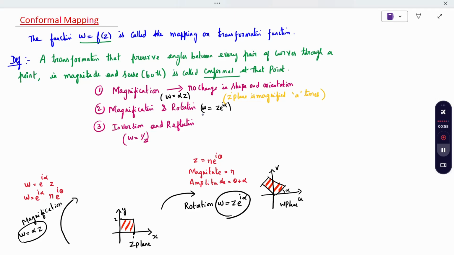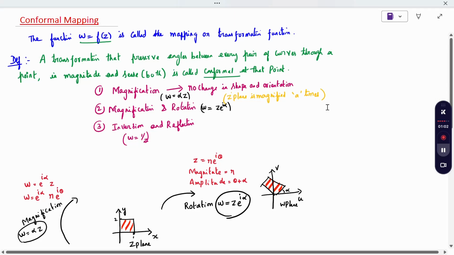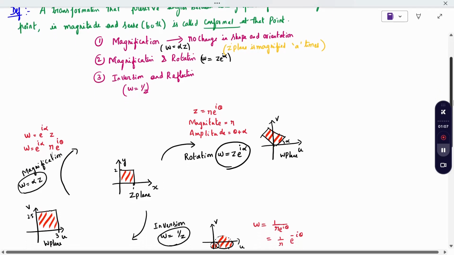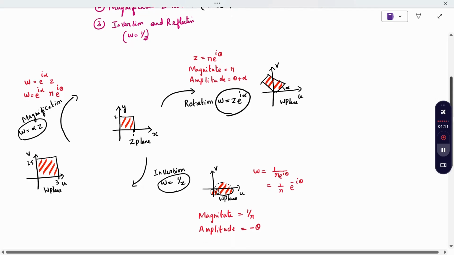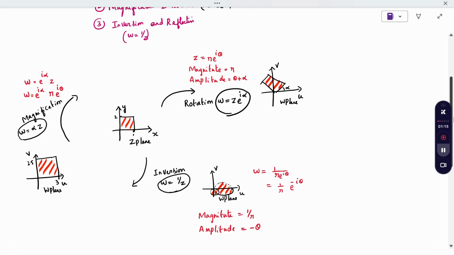So what do you mean by these? I'll explain with an example. The particular type will not be mentioned. According to the problem, only then can we identify the type. Suppose the Z plane is given in a question. The Z plane is nothing but any of these conformal mappings.